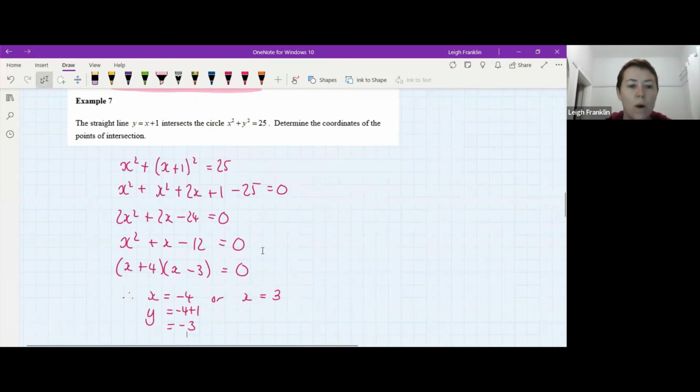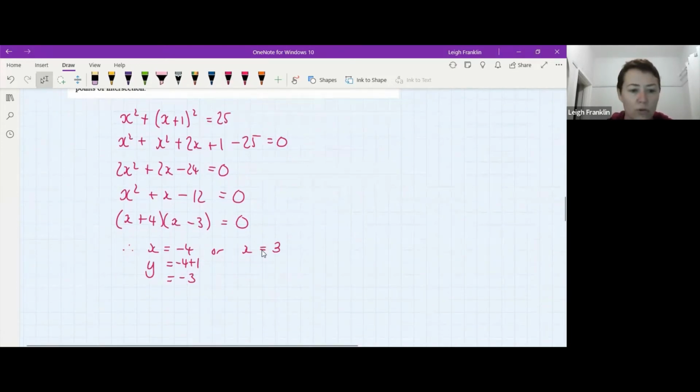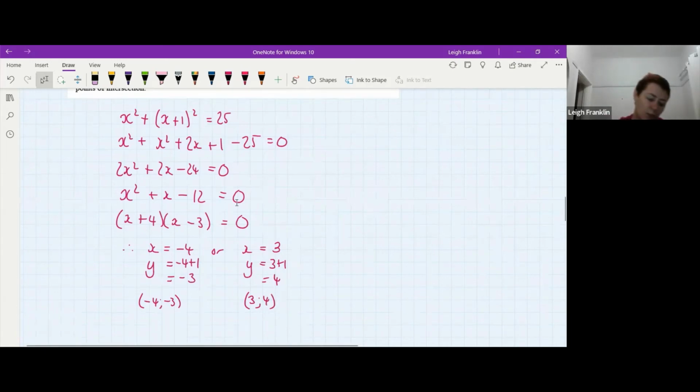So that means that one point of intersection is in the third quadrant, where x is negative 4 and y is negative 3. And the other one, y is equal to 3 plus 1, which is equal to 4. So it happens in the first quadrant, where x is 3 and y is 4. Those are the 2 coordinates at the point of intersection.